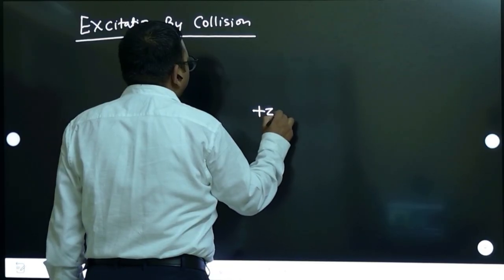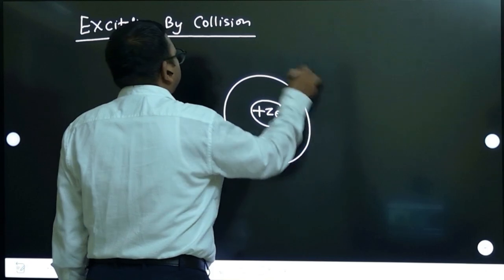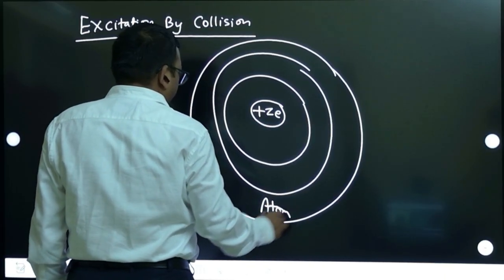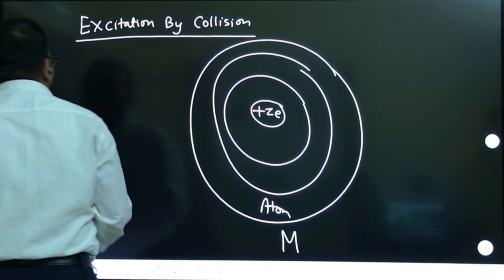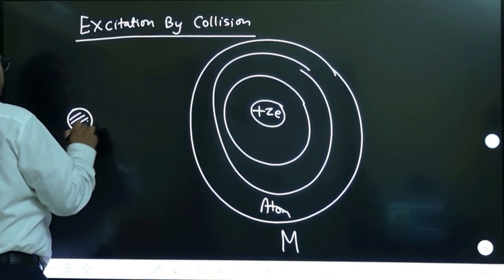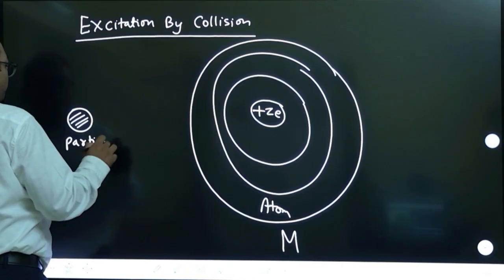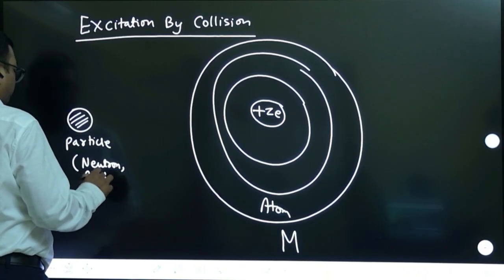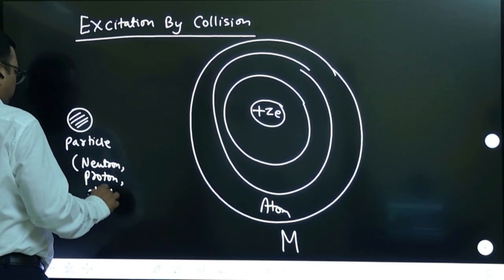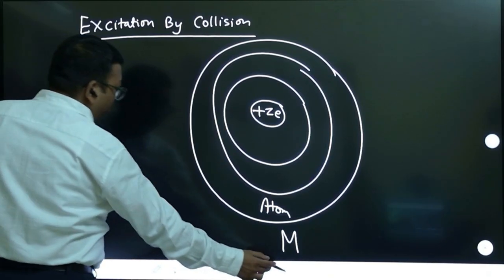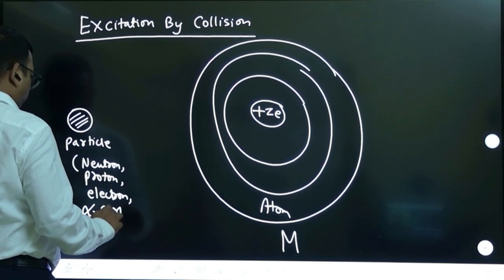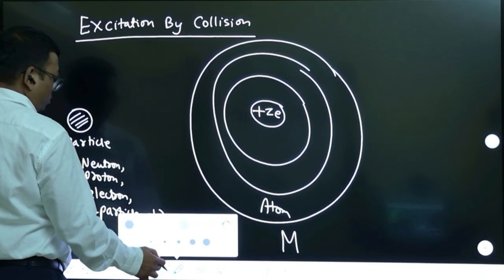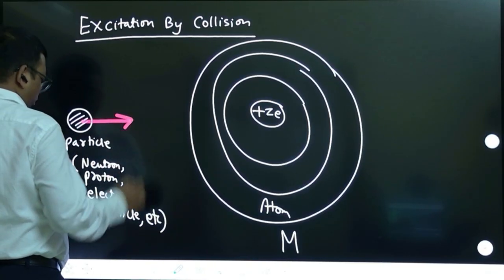Suppose this is a hydrogen-like atom. This is the nucleus. This is the atom, and let us say the mass of this atom is capital M. There is a particle, which can be anything: a neutron, a proton, an electron, or an alpha particle, any small particle. It is moving with some kinetic energy.